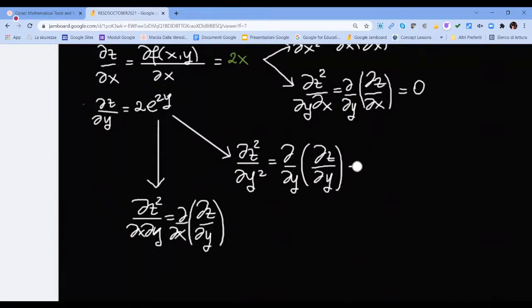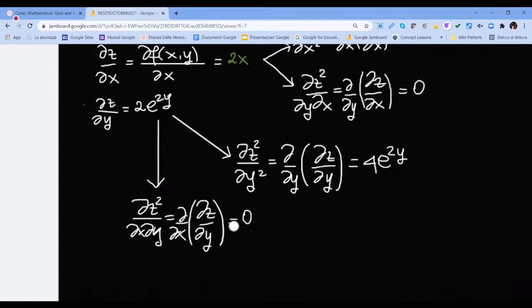So, the first one is again the derivative of e to the power 2y. That means the 2 belongs to the computation as a factor. 2 times 2 is 4, so 4 multiplied by e to the 2y. The second case is a derivative with respect to x of something that hasn't x inside. That means that we can consider everything as a constant and the derivative will be 0. So these are the partial derivatives.